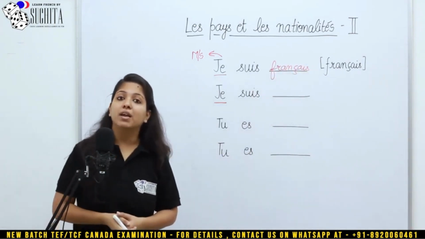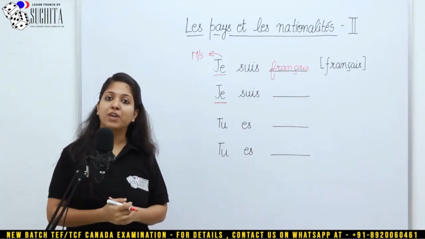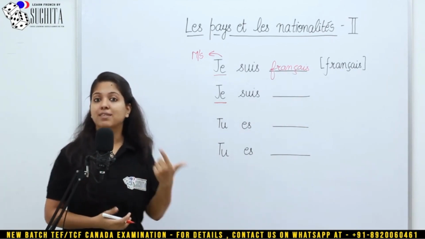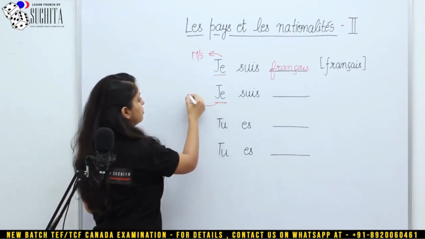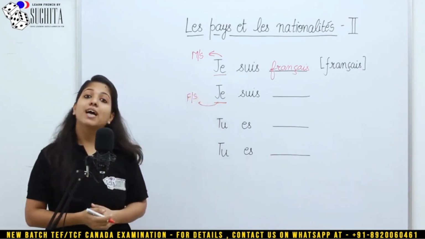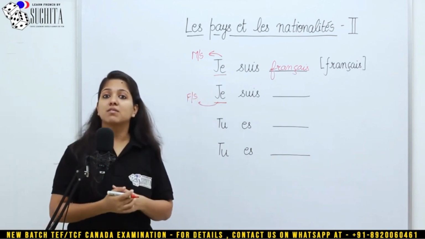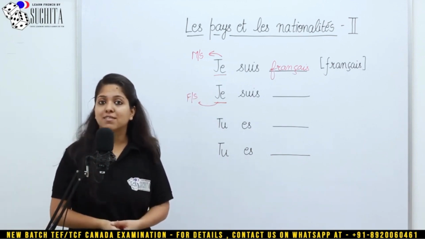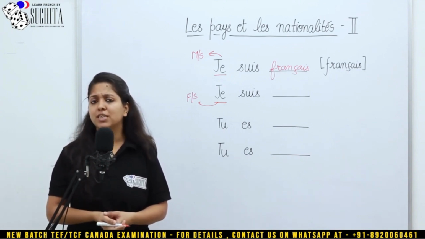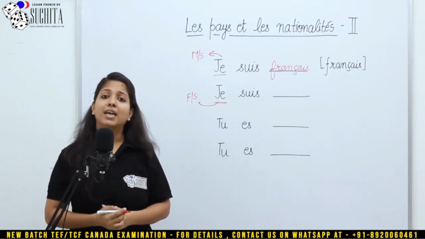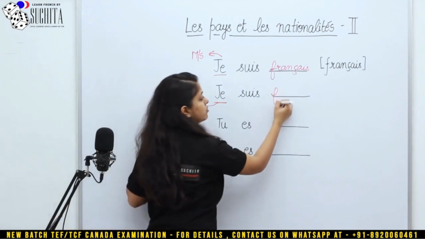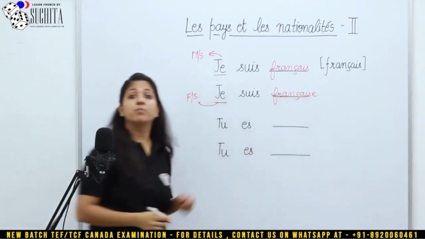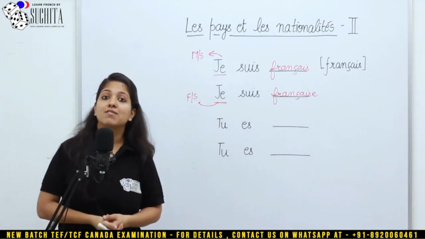And if there is a female, for example, if I want to say that I am French, then in that case I am féminin et singulier. So in that case I will use the feminine singular version of the nationality français, which is française. So how do you make the feminine of the nationality? You make it by adding e. So it becomes je suis française.